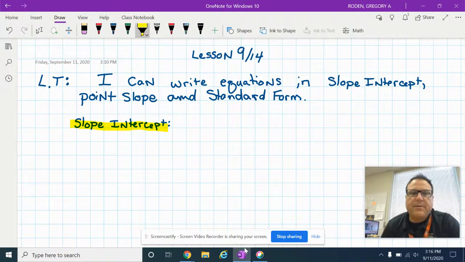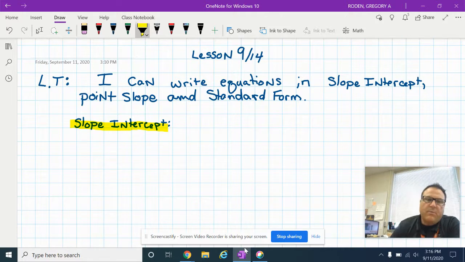Okay, so let's take a look at slope-intercept form for a second. Now, what is slope-intercept form? Well, slope-intercept form is in the form y equals mx plus b. Y equals mx plus b. Now, why do we like slope-intercept form? Well, there's a lot of reasons. The biggest reason we like slope-intercept form is what we call a function.